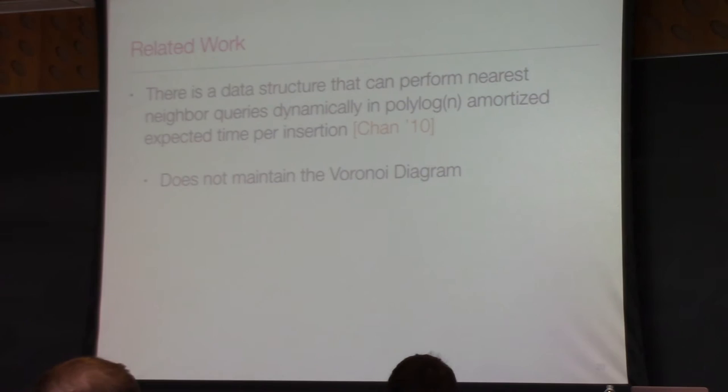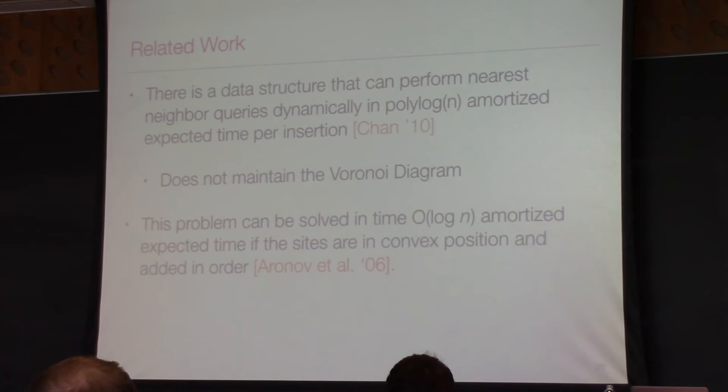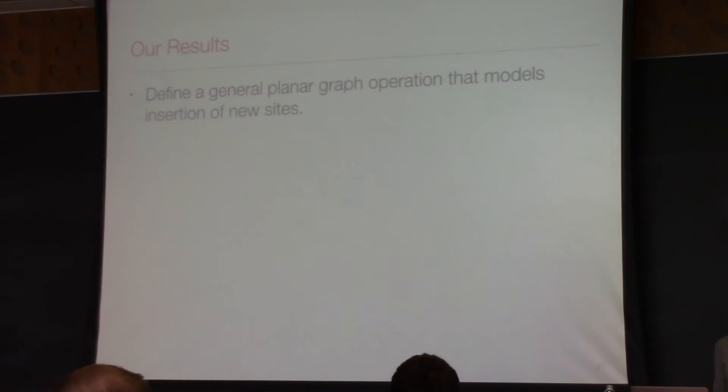And it turns out you can solve this in log n amortized expected time per insertion if the sites are in convex position and you actually add them in order around the convex hull. So our results are as follows, and this is an outline for how the rest of the talk is structured. We're going to define a general planar graph operation that's able to model the insertion of new sites, but it doesn't necessarily have to be for Voronoi insertions. It's a somewhat combinatorial planar graph operation, and that's what we get our lower and upper bounds on.